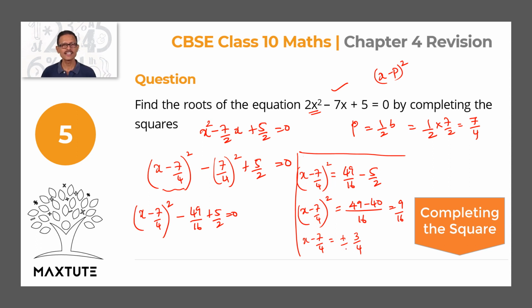So what is going to be the value of x? x is equal to 7 by 4 plus 3 by 4. x is equal to 7 by 4 minus 3 by 4. When I'm recapping it in a printed version, we'll get to the final value of x. Right? Is the idea clear? How did we go about it?